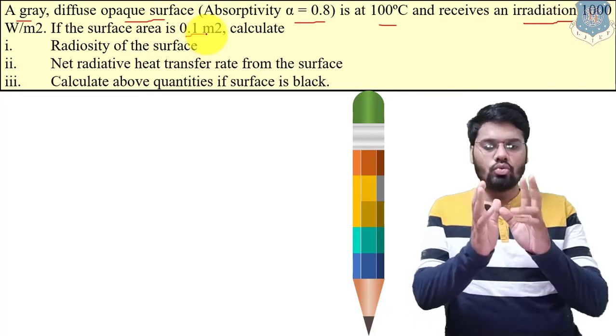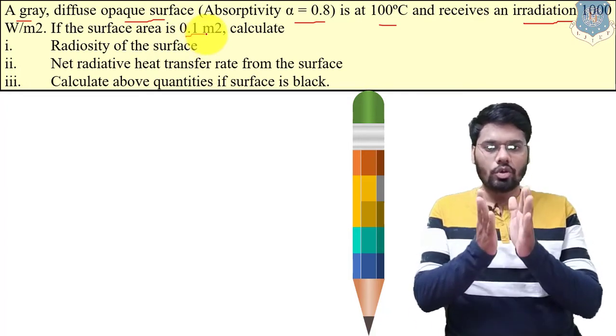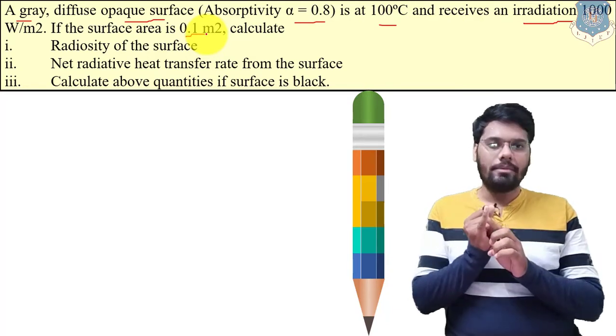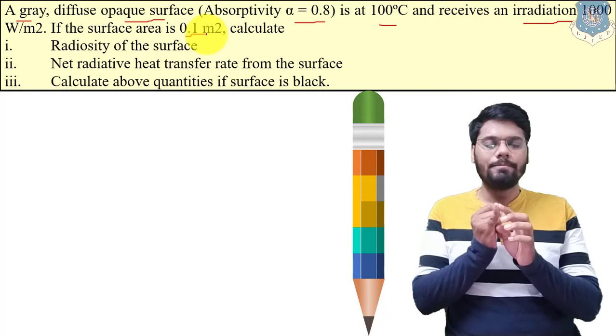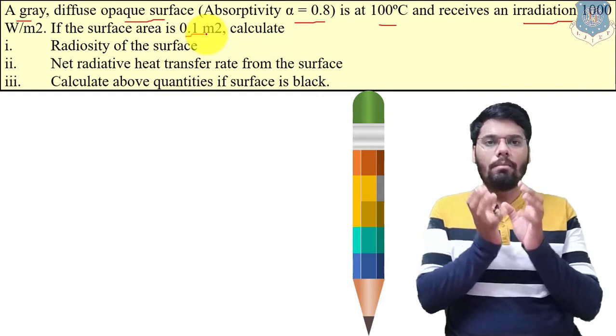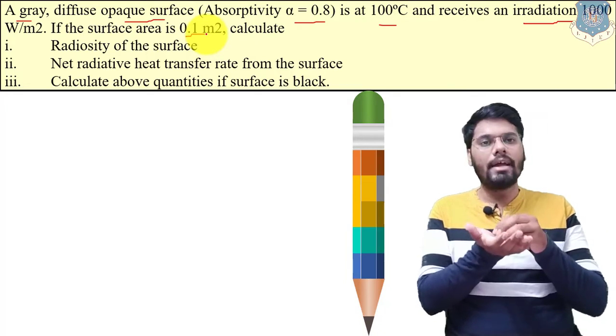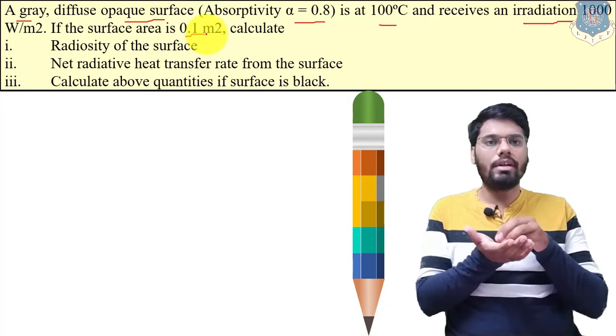There are two terms which we need to understand before solving this numerical: irradiation and radiosity. Radiosity is the total amount of electromagnetic wave emitted by any body per unit time per unit area.